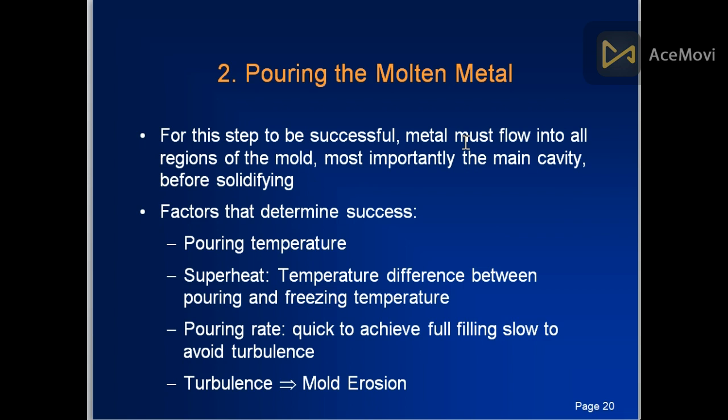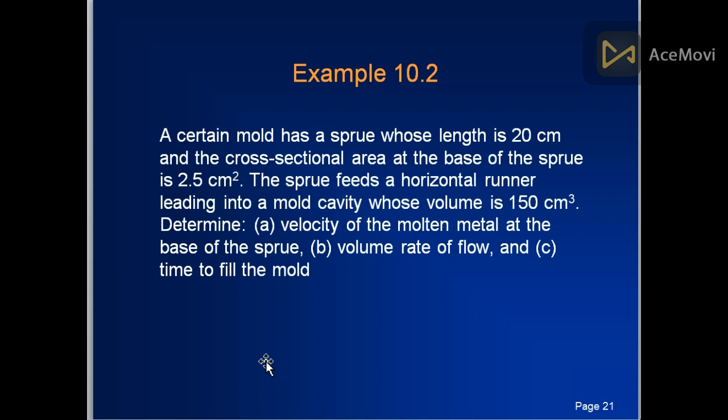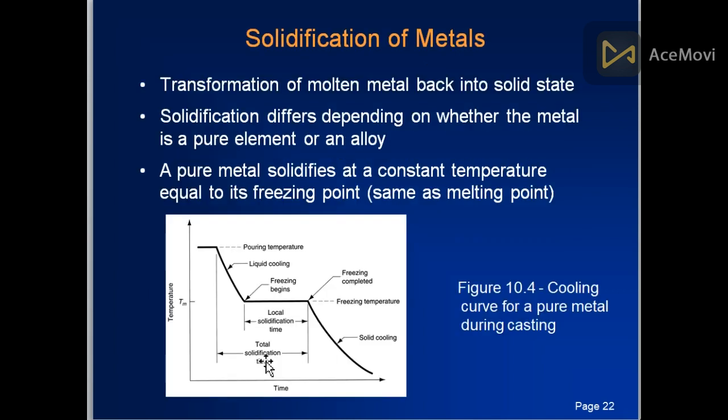Then pour the metal. For a successful pour, several factors allow the metal to reach all the cavity. Factors are: pouring temperature, superheat, the temperature difference between pouring and freezing temperature, pouring rate, quick enough to achieve full filling, and also turbulence. These are also examples, just like the above one.